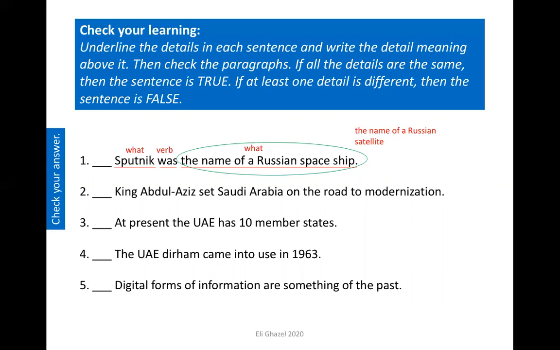Sorry, it was not the name of a Russian spaceship. It was the name of a Russian satellite, which is completely different. A spaceship carries people, whereas a satellite is like all these satellites we have orbiting Earth for communication. It doesn't have anybody in it, okay? It doesn't carry people from one place to another. So it's supposed to stay around the Earth or in an orbit. That's why we call it a satellite, all right? Okay, so what do you think? If this was Sputnik was not the name of a Russian spaceship, it was the name of a Russian satellite, then we say false.